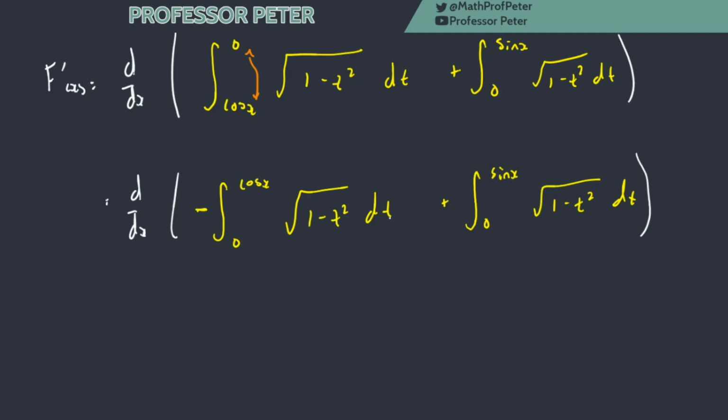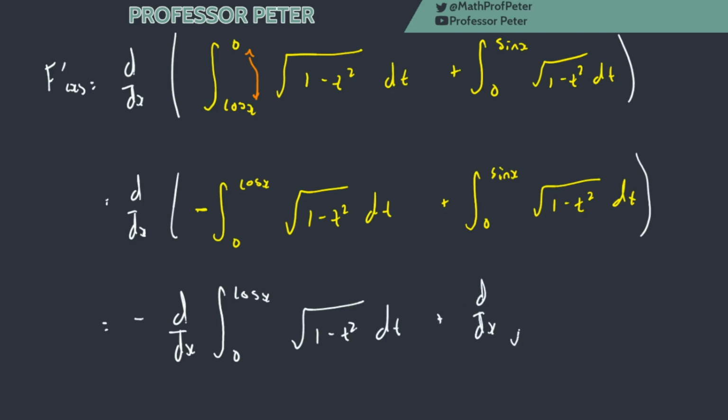I'm going to apply my derivative across this sum, and so this is going to be the negative derivative of the integral from 0 to cosine x of the square root of 1 minus t squared dt, plus the derivative of the integral from 0 to sine x of the square root of 1 minus t squared dt. And for both of these, we're going to have to use the chain rule because these are functions of x. All right, so let's go ahead and do that.